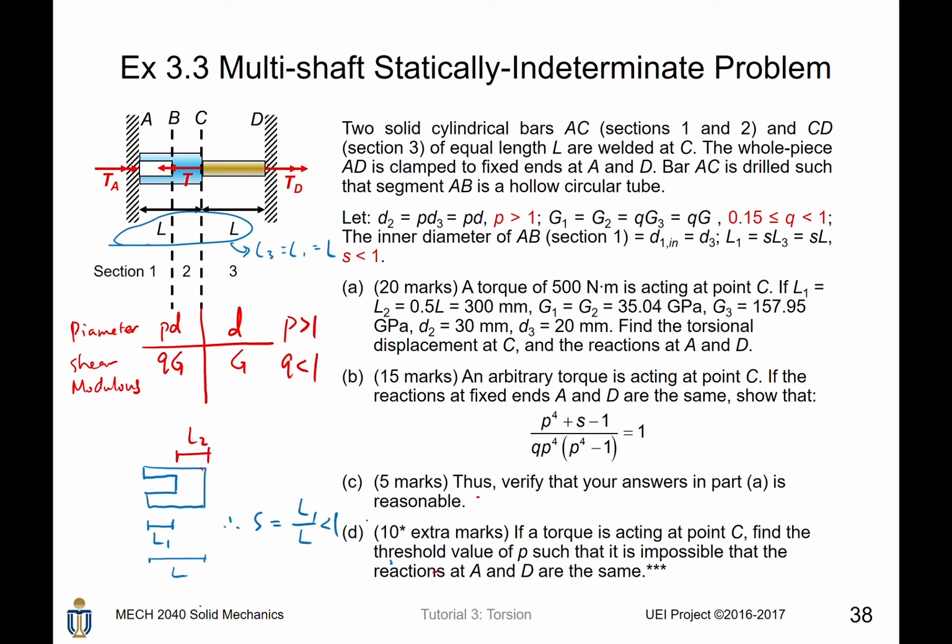Besides, you are also asked to verify that in case the reactions at fixed ends A and D are the same, then we have the relationship P to the power 4 plus S minus 1 divided by QP to the power 4 times P to the power 4 minus 1 equals 1. Consequently, I will ask you to verify that your answers in part A are reasonable. I can give you a little hint here.